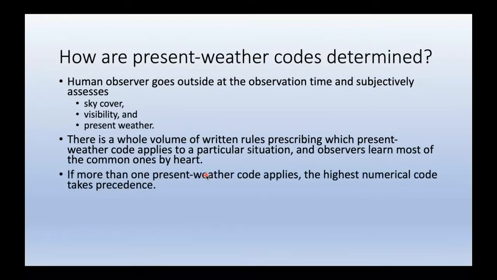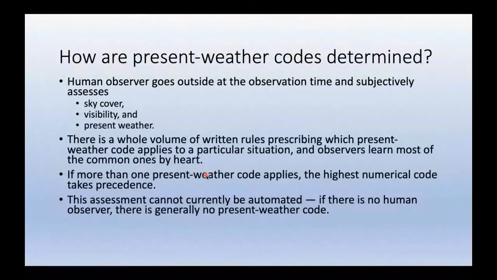And there's a precedence, in that a higher numerical code takes precedence over anything lower. So if you have more than one thing going on that could warrant a present weather code, you take the one that's higher and has higher precedence. And so generally, rain takes precedence over fog, thunderstorms take precedence over rain, and what have you.